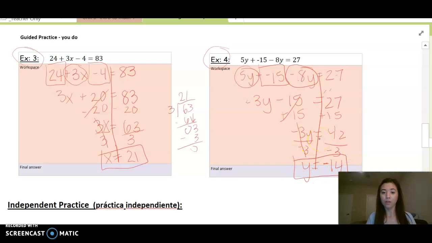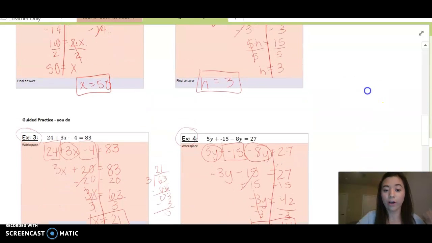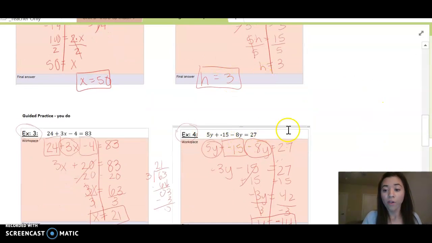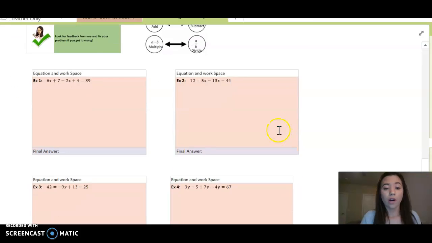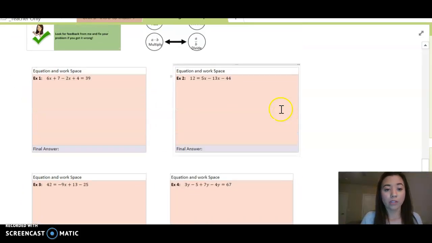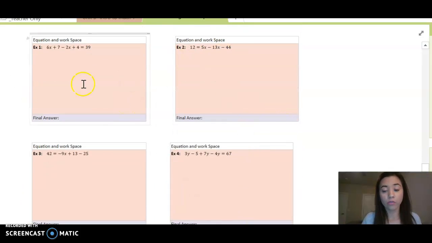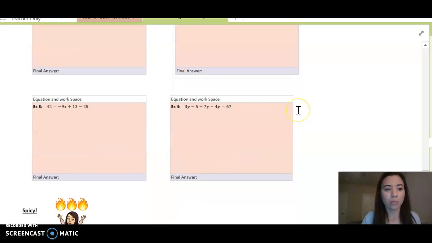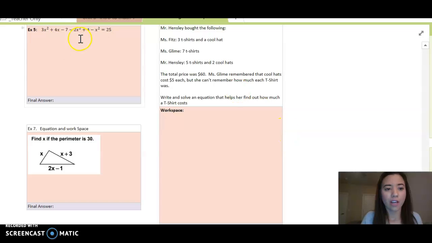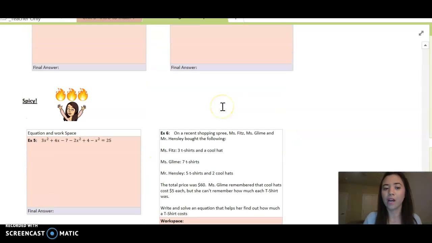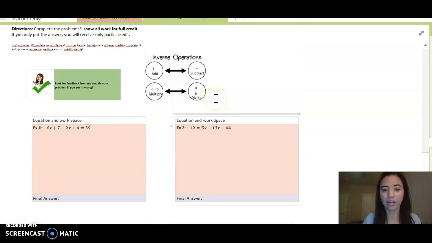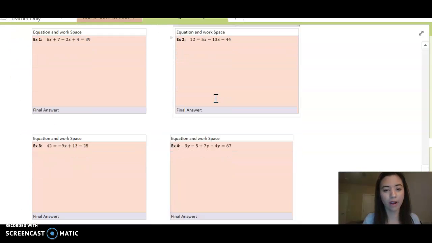Okay. 4 problems done. 4 problems where you can see the work on how to solve all of them. I want you now to go on and try these independent practice problems. For sure, do these 4. If you're feeling up for it and like you need a little bit more of a challenge, move on and try these spicy ones as well. And then just let me know when you finish so I can check your answers and give you some feedback.